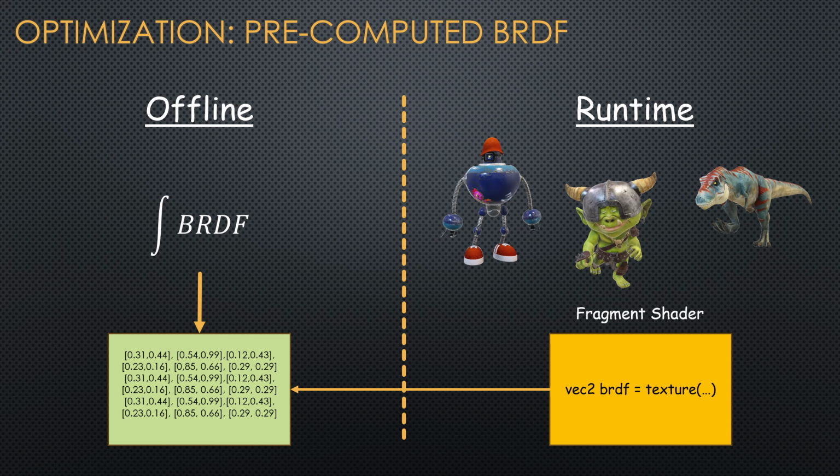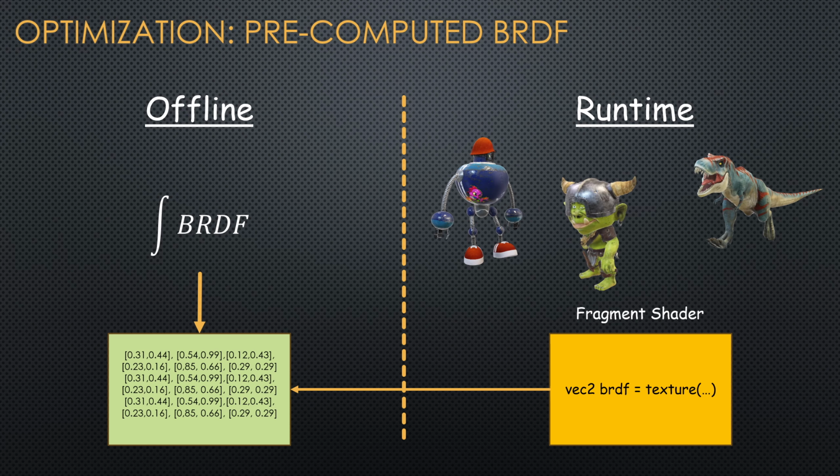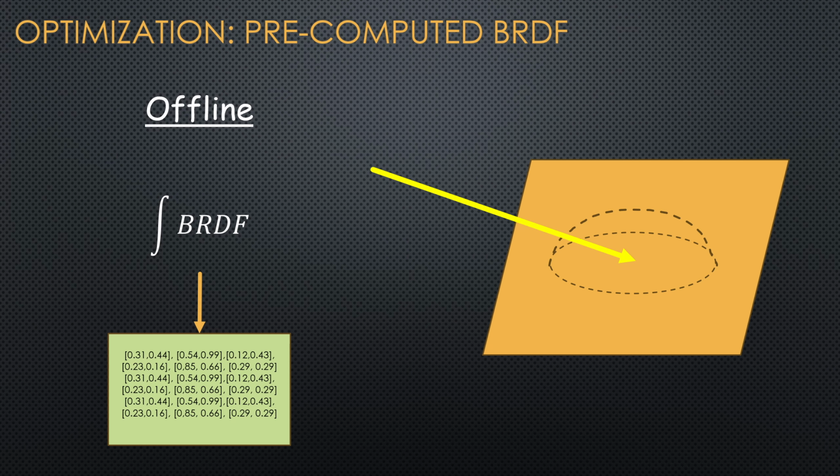The lookup texture is model agnostic, so we only need to do this once and reuse it for all assets in the scene. The texture encodes the results of integrating the BRDF for a range of view angles, as well as different surface roughness values.